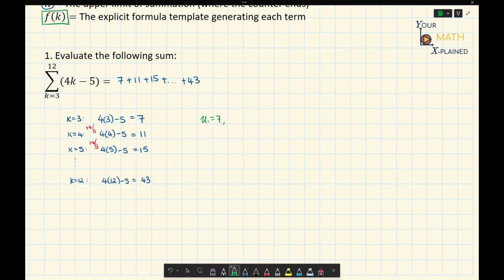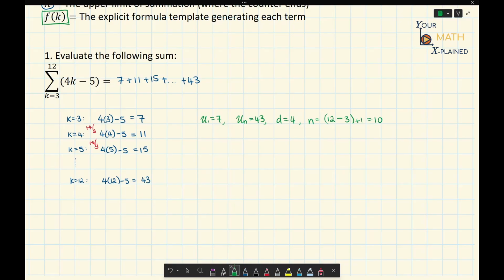And then our last term, u sub n, is equal to 43. We know that the common difference here is 4. Now, as for the number of terms, our n here is going to be equal to the upper limit of our counter, which is 12, minus the lower limit of our counter, which is 3. But because this is inclusive, meaning it includes both 3 and 12, we must add 1 to account for that. So our n here is equal to 10.